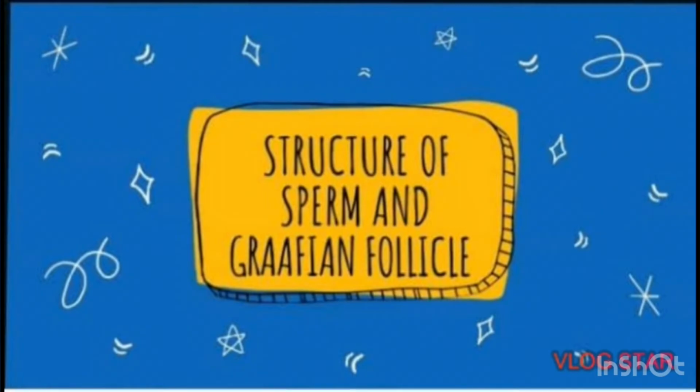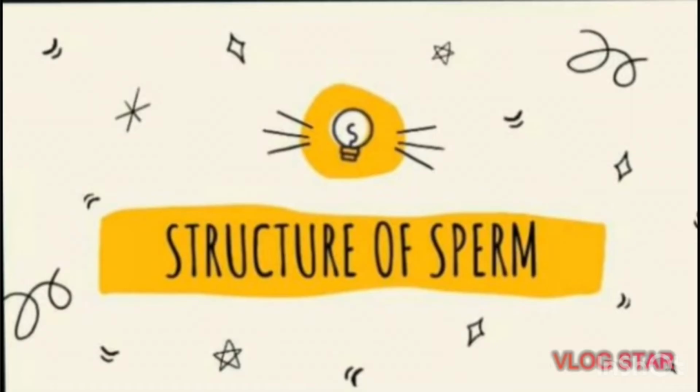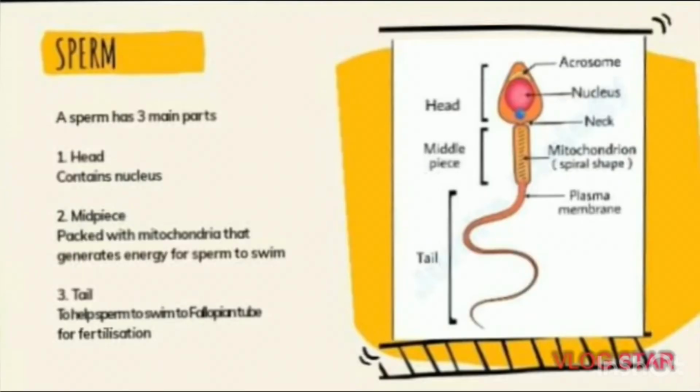Hi guys, so now we are going to study the structure of sperm and the Graafian follicle. Sperm. A sperm has three main parts. First, the head. The head contains the nucleus. The second part is the midpiece. The midpiece is packed with mitochondria that generate energy for the sperm to swim. And the third one is the tail. The tail helps the sperm to swim to the fallopian tube.